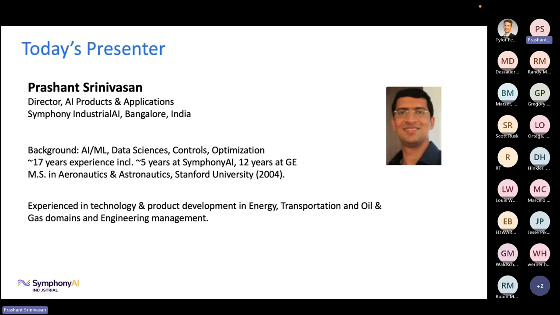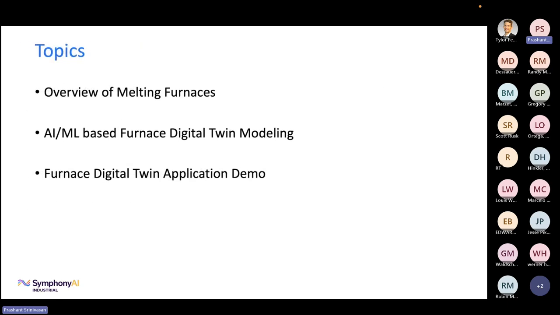So today, I'm going to be covering the following topics. I will give an overview of melting furnaces and talk a little bit about the application. Then I'll get into the details of how we built our AI ML modeling framework and how we build these digital twin models, deploy them, and show you some results. And then finally, I will give a quick demo of our Furnace digital twin application, and then talk about some next steps and a summary of what we've accomplished.